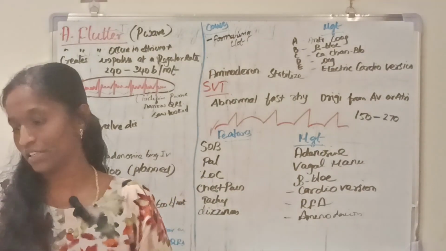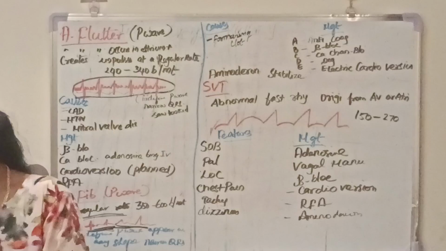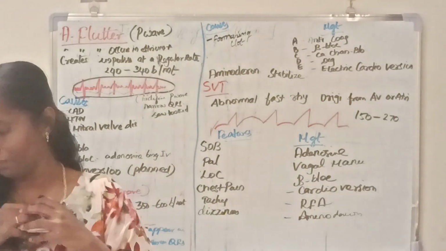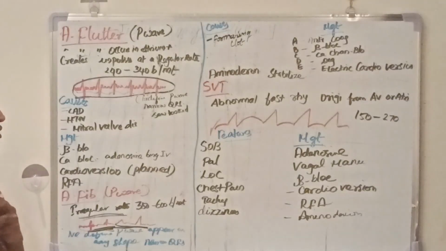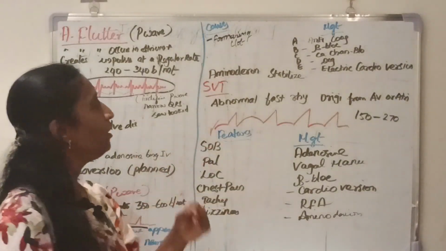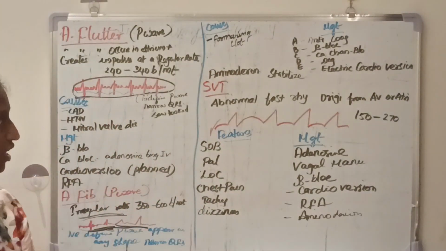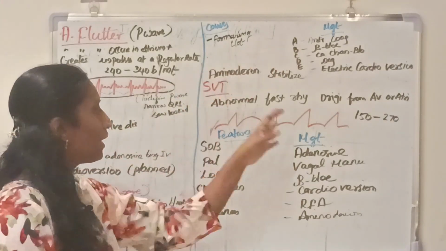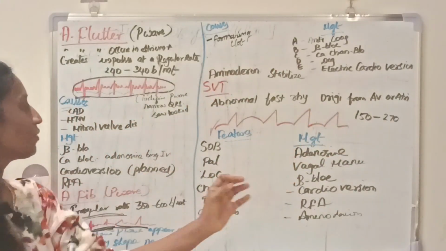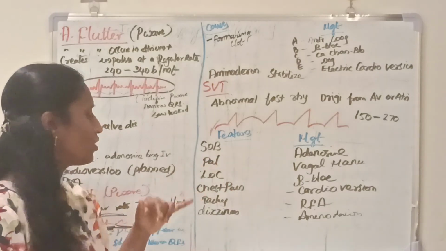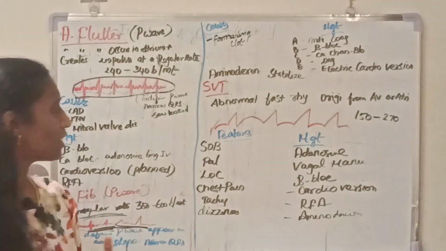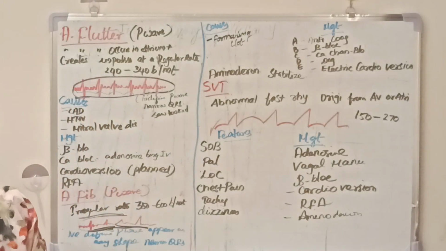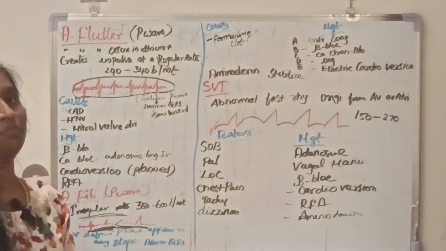SVT, we call it supraventricular tachycardia. Here there will be an abnormal fast rhythm which originates from the atrioventricle or in the atrium, with a heart rate of 150 to 270. The features will be shortness of breath, palpitation, loss of consciousness, chest pain, tachycardia, and dizziness. Management is adenosine, vagal maneuver, beta blocker, cardioversion, radiofrequency ablations, and then amiodarone.